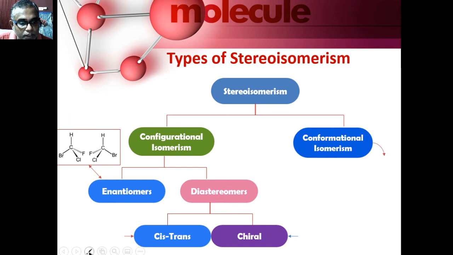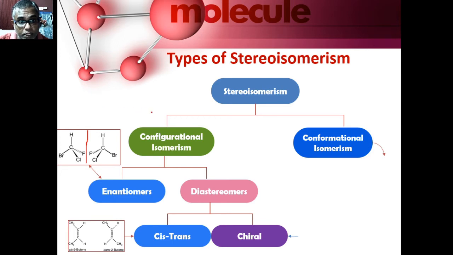We know what an enantiomer is. An enantiomer is a pair of stereoisomers which are non-superimposable mirror images of each other. So enantiomers are exactly mirror images, but they are non-superimposable, and of course they will have a chiral carbon.